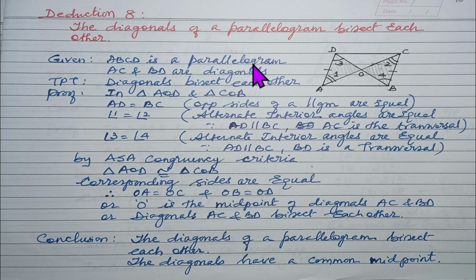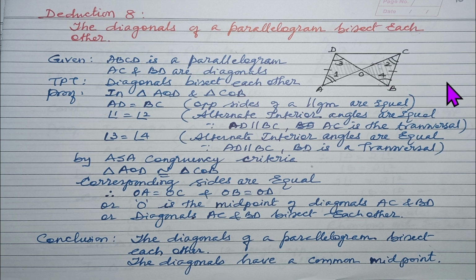Now we are given ABCD is a parallelogram, AC and BD are diagonals, and we have to prove that diagonals bisect each other. And for that, let us consider the two triangles AOD and COB. These two triangles are the ones which I have shaded. I have taken the triangle AOD and COB. In these two triangles, we know that AD is equal to BC, opposite sides of a parallelogram. Angle 1 is equal to angle 2, alternate interior angles. Angle 3 is equal to angle 4, alternate interior angles. Therefore, by angle side angle congruency, these two triangles are congruent.